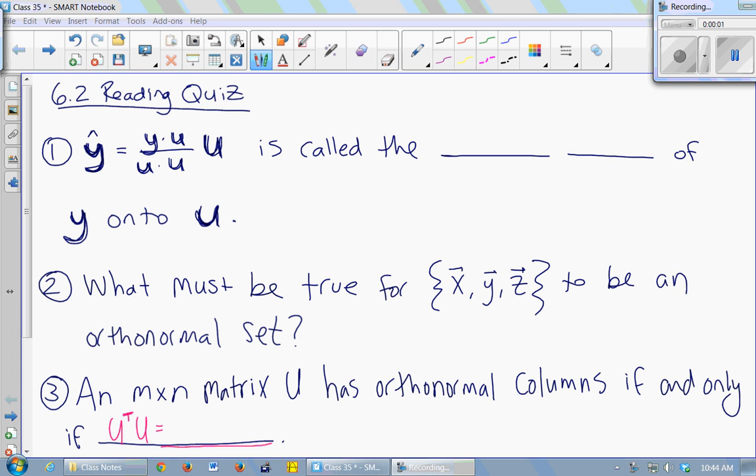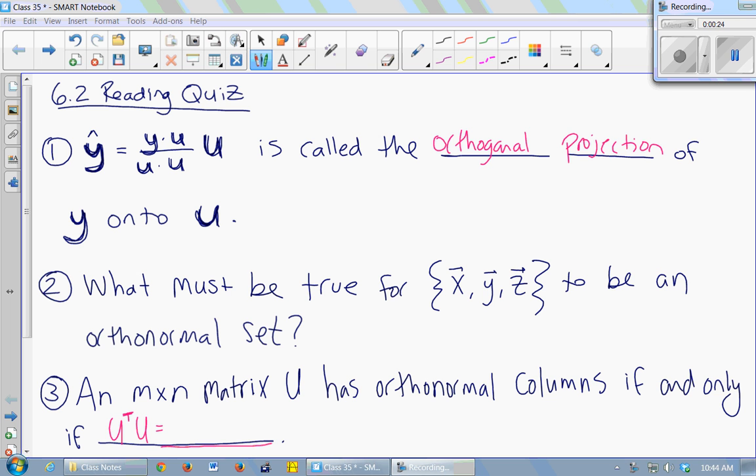So y hat, which is y dot u over u dot u times u, is called the orthogonal projection of y onto u.